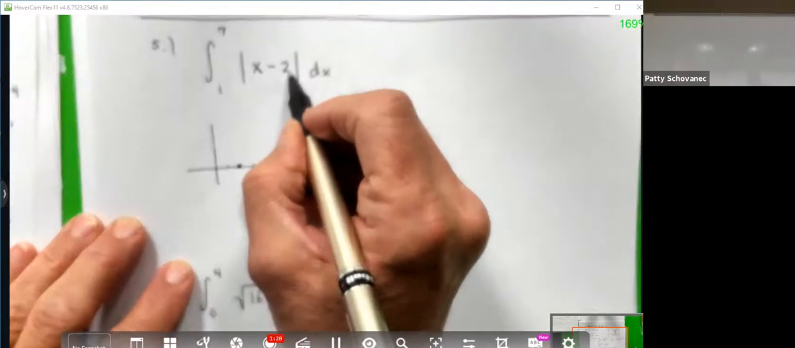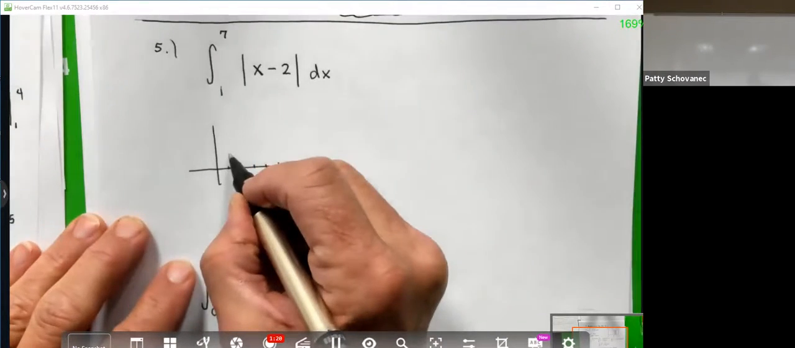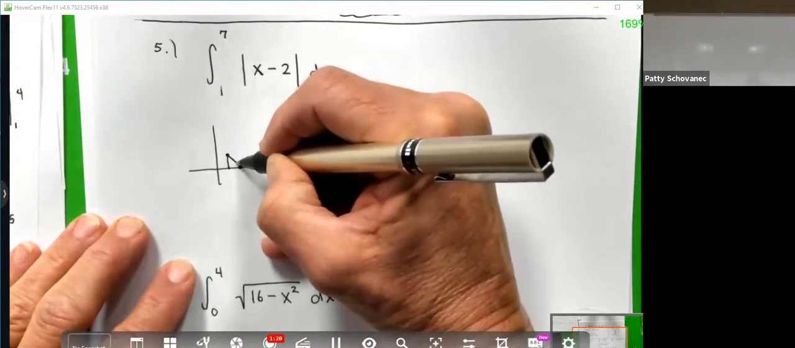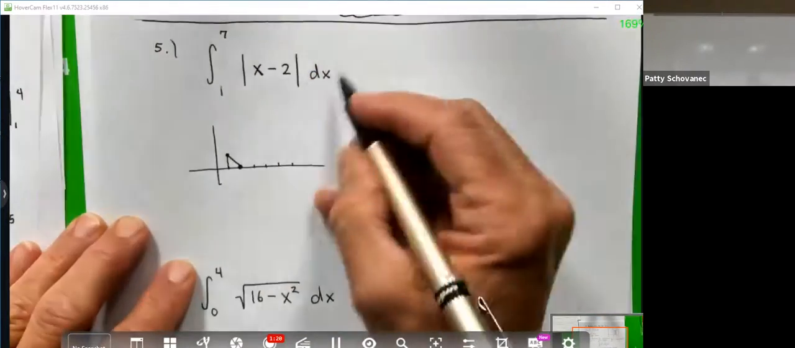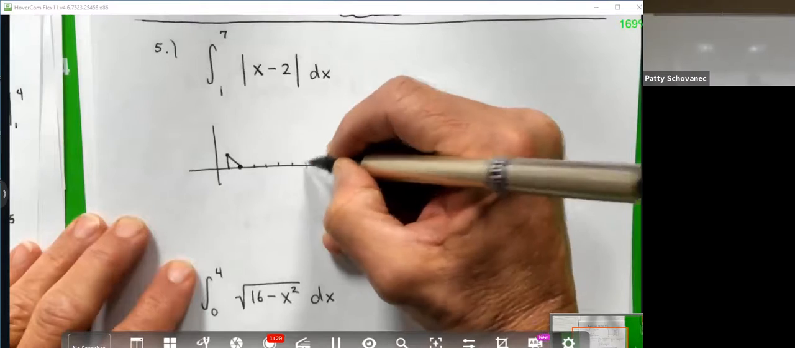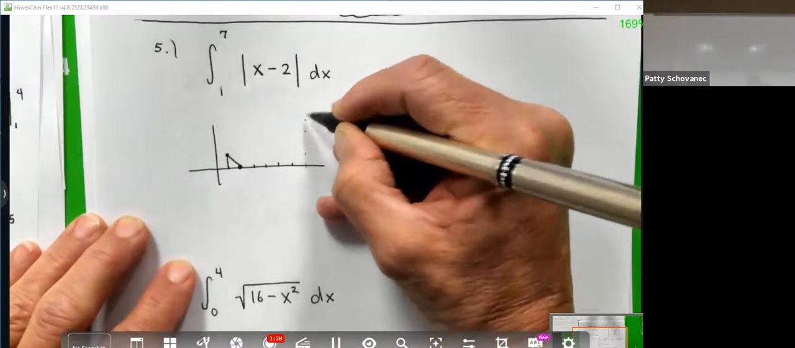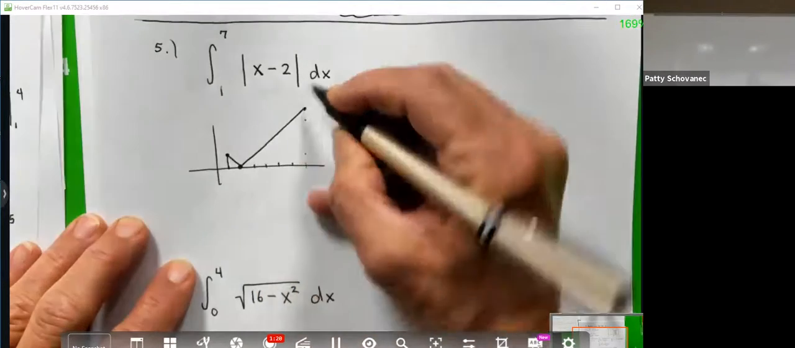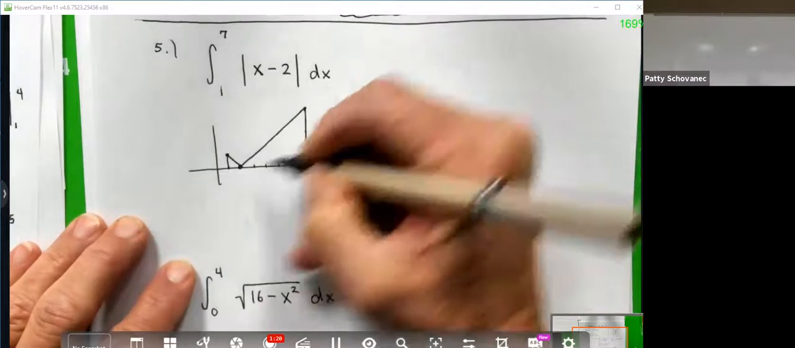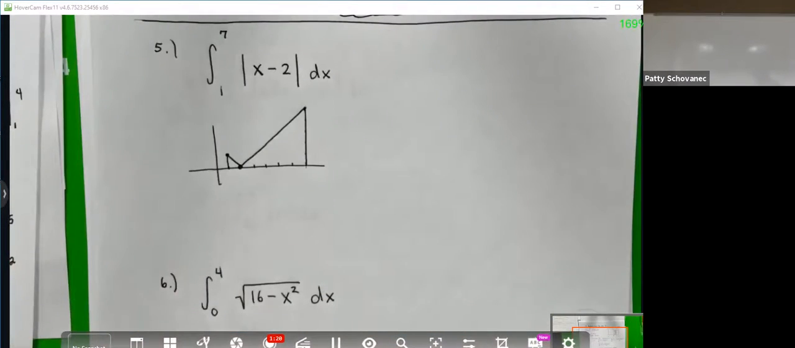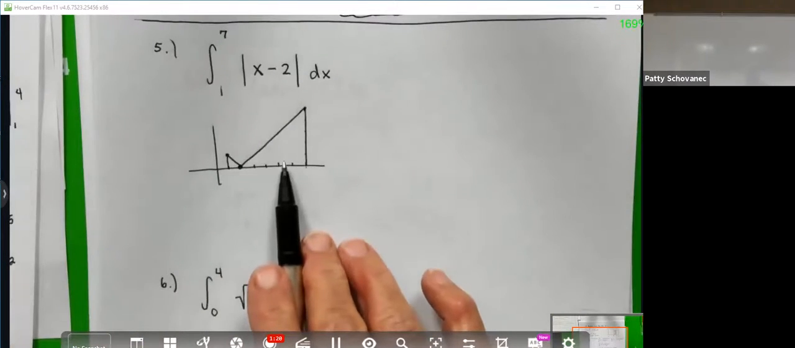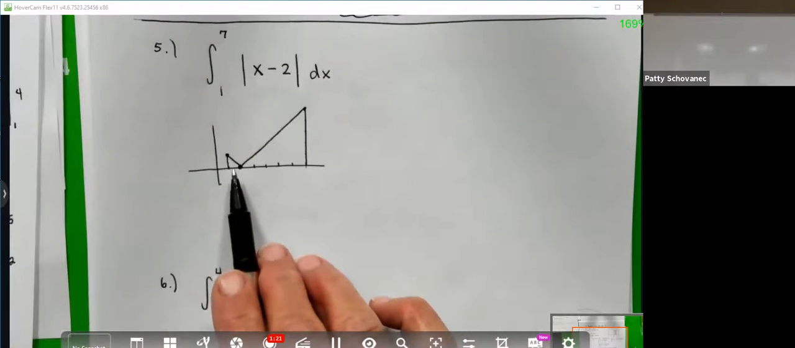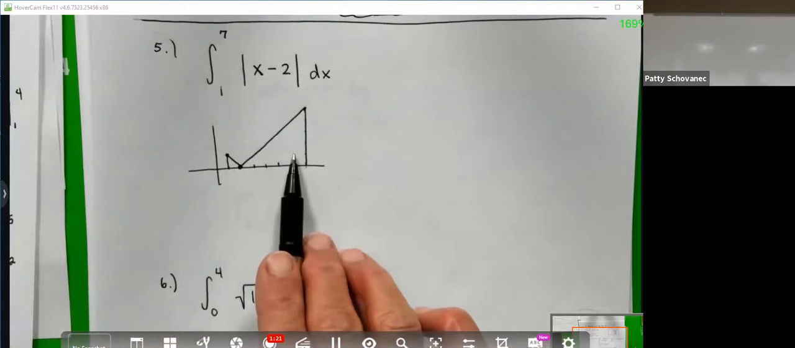When x is 1, I get the absolute value of -1. So that puts me at a point here. So it gives me this piece right there. Now when x is 7, y is 5. And so I have this piece right here. Both pieces are above the x-axis. So the value of this definite integral should be the sum of the areas of these triangles.